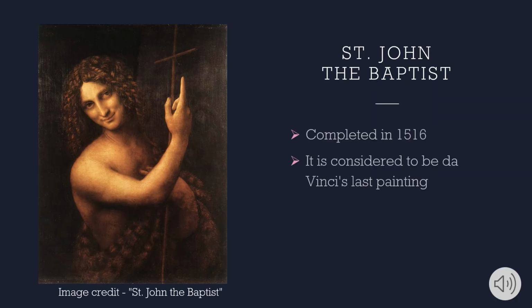Saint John the Baptist is thought to be one of da Vinci's last paintings, completed in 1516. This painting was done as the High Renaissance period was ending and becoming the Mannerism era. The smile on St. John is the same smile used on the Mona Lisa and other subjects in Da Vinci's work, marking it as his own.